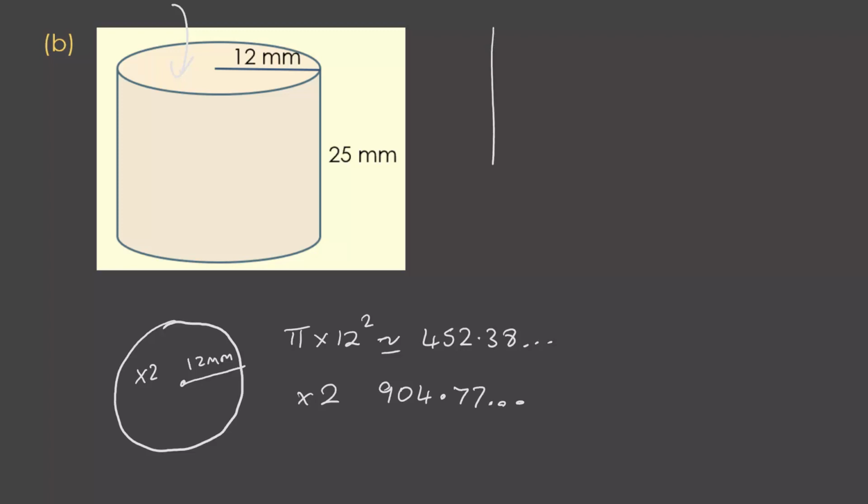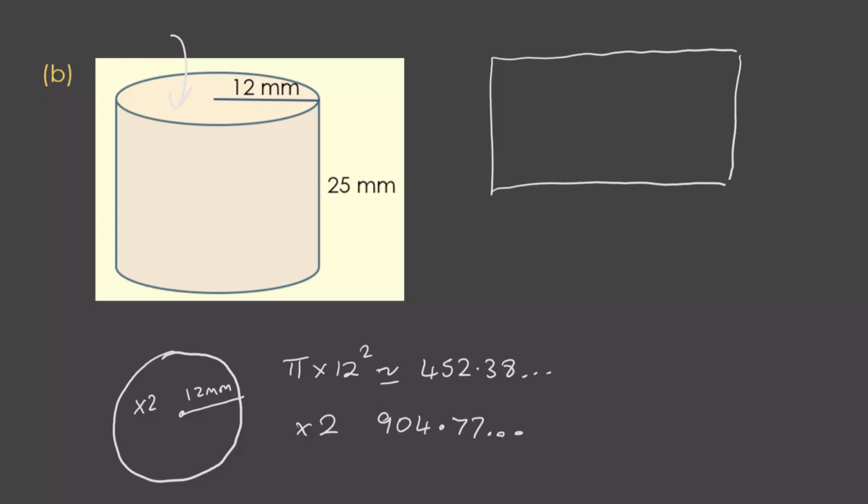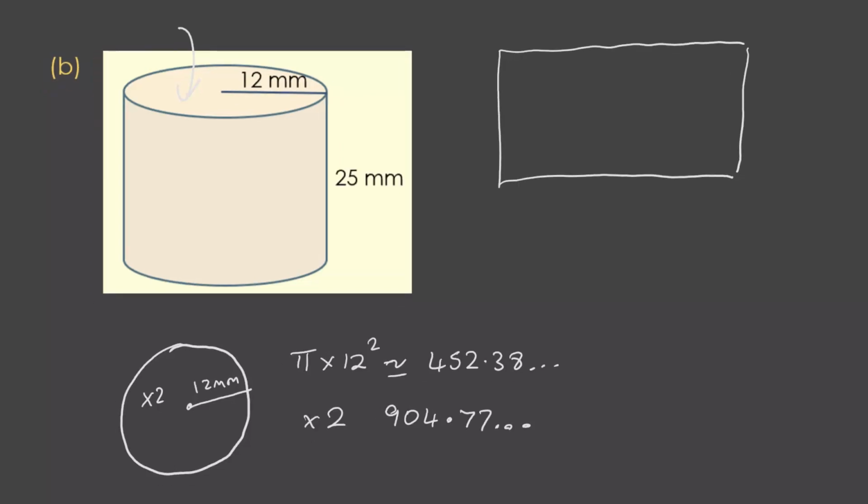Then we've got the curved surface. Now in the intro we said that that curved surface would unroll to a rectangle. The 25 here becomes the height of that rectangle. When you unroll it, it's the circumference that becomes the top. So the top is 2 times pi times the radius. Remember, the circumference of a circle is 2 pi r. Down here we use the area is pi r squared.